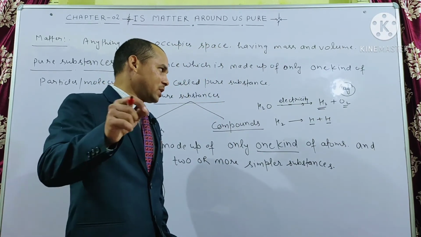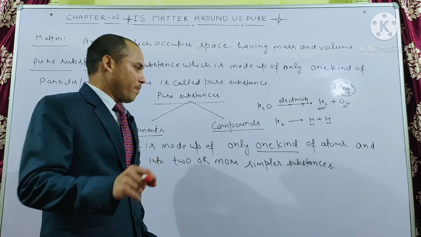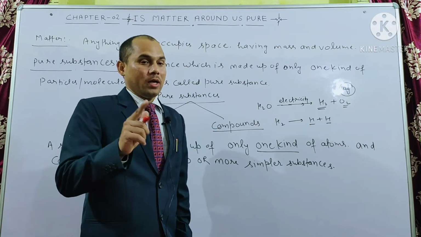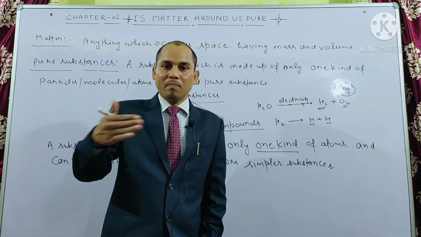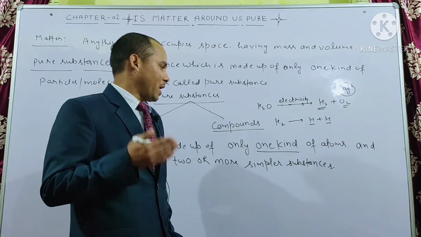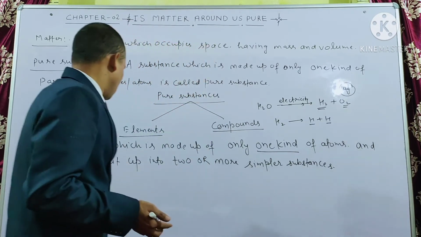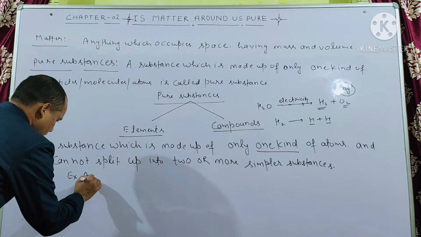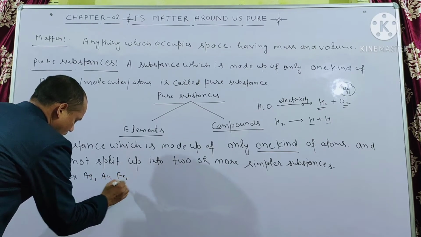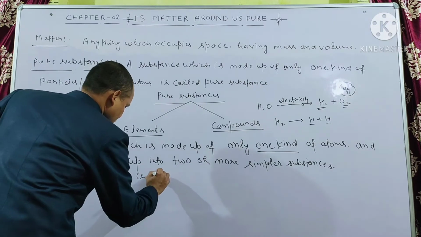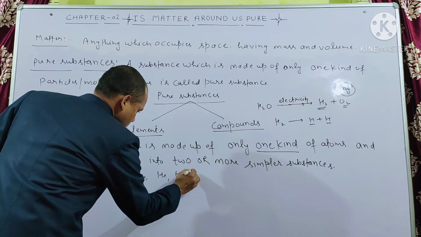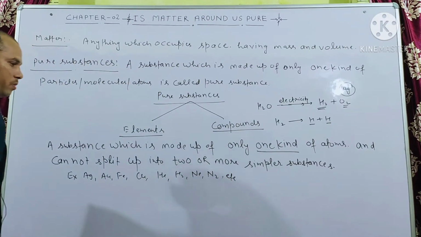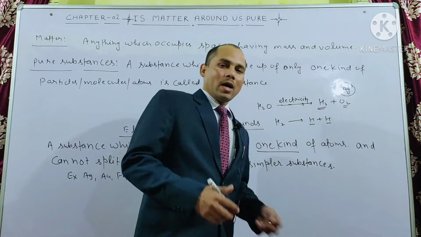That means a substance which is made up of only one kind of atoms and cannot be split up into two or more simpler substances is known as an element, right? So for example, let's take some elements: silver, gold, iron, copper, helium, hydrogen, neon, nitrogen, etc. There are a lot of elements, and these all are elements.